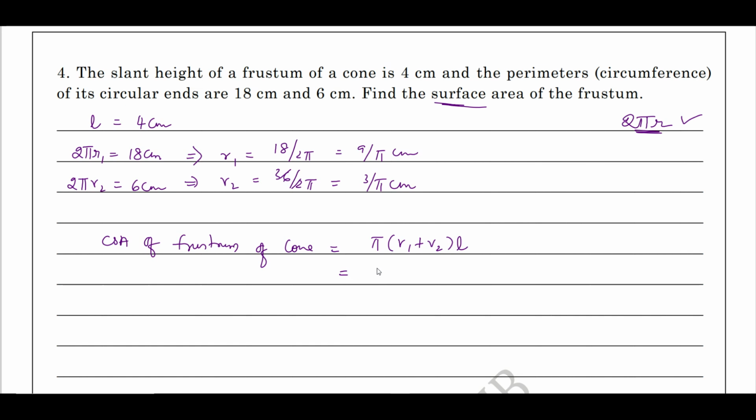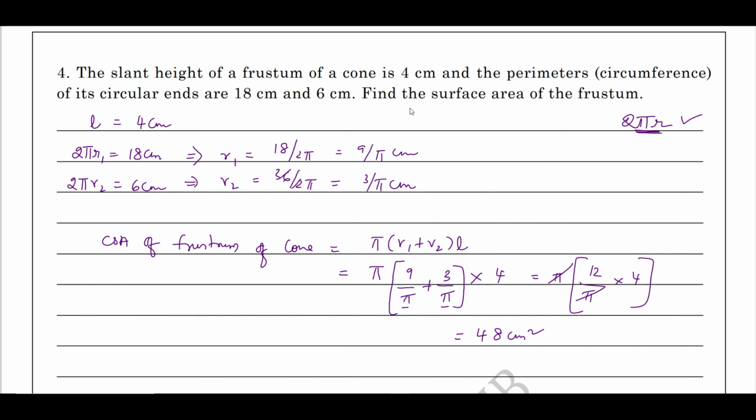What is the pi value? Keep the pi value as it is. See, students, don't substitute the pi value. What is r1? r1 is 9 by pi. r2 is 3 by pi. Slant height is what? 4. Now, since the denominators are the same, I can add the numerators. It is 12 by pi into 4. Pi and pi will cancel. 12 4s are 48 centimeters square. Students, consider this as CSA.